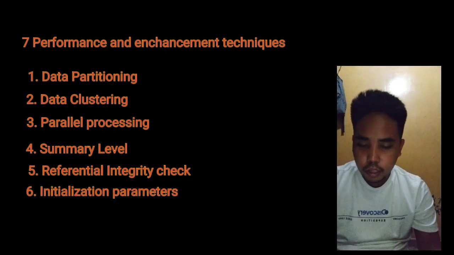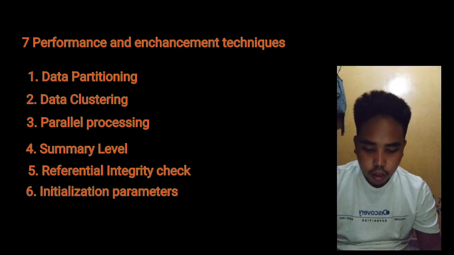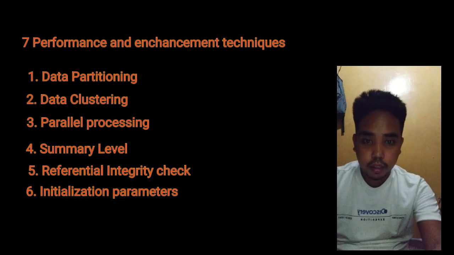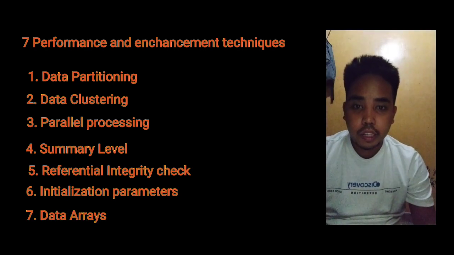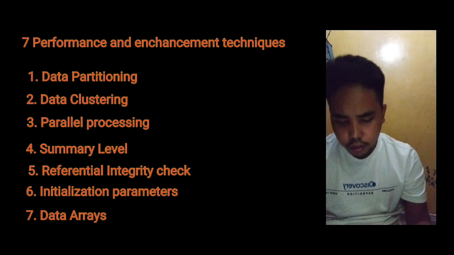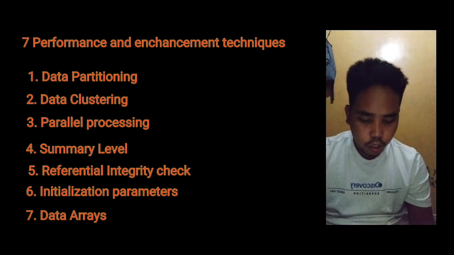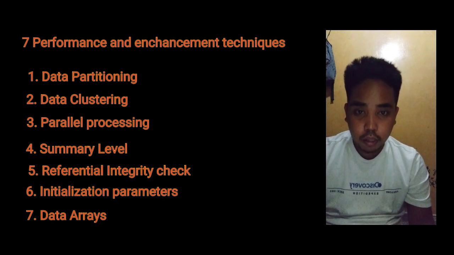So the next one is initialization parameters. Parameters that affect system performance involve cursor sharing, the policy that determines work area size. So the next one is data arrays. Data arrays are arrays used to represent sensor simulation, image, or statistics data.